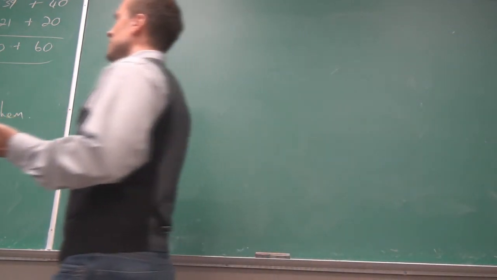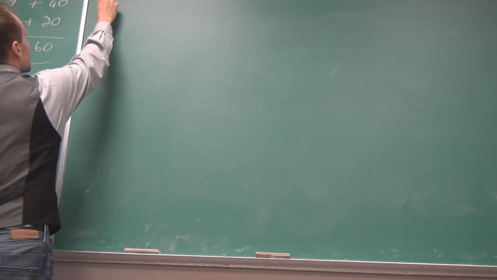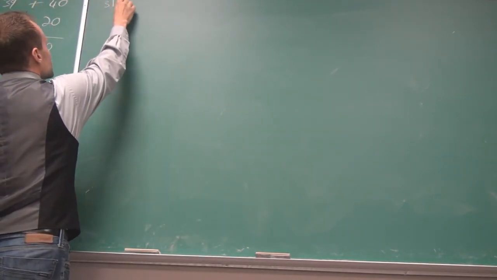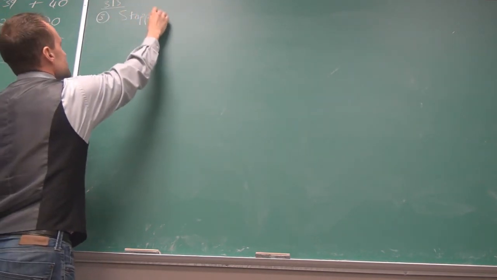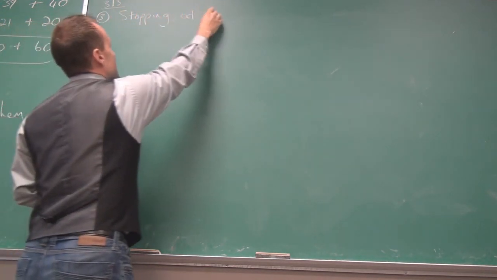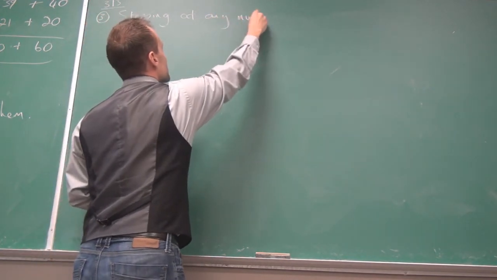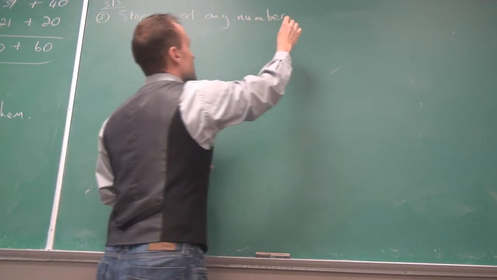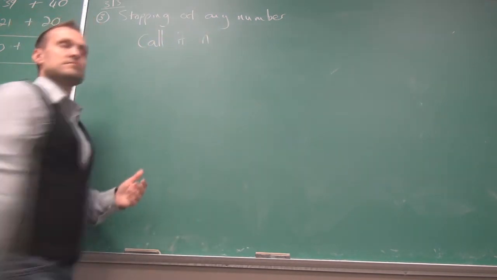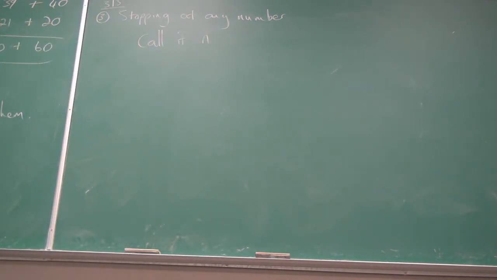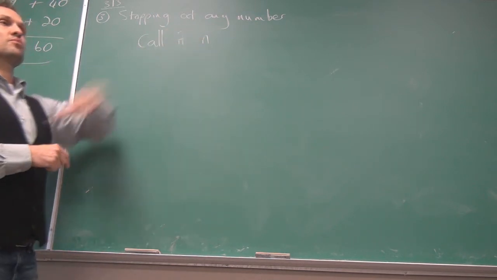You can stop wherever you want. So now, in 313, number 3, we're stopping at any number. Of course, any whole number. Let's call it n. Because you could say, I want to stop at 50, I want to stop at 30, I want to stop at 27. Who knows what that could be? So I want to leave it open, and you can put in any number you want.